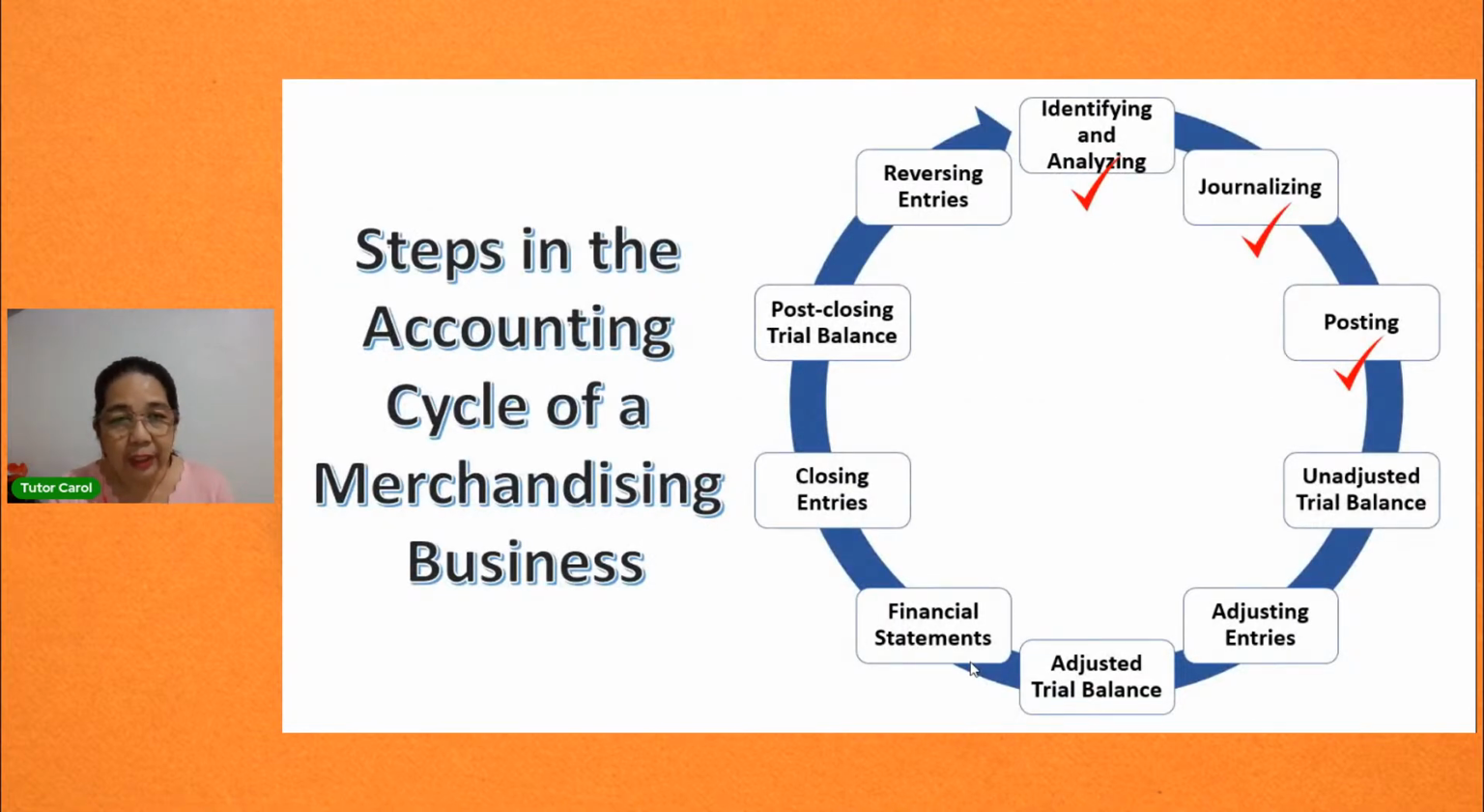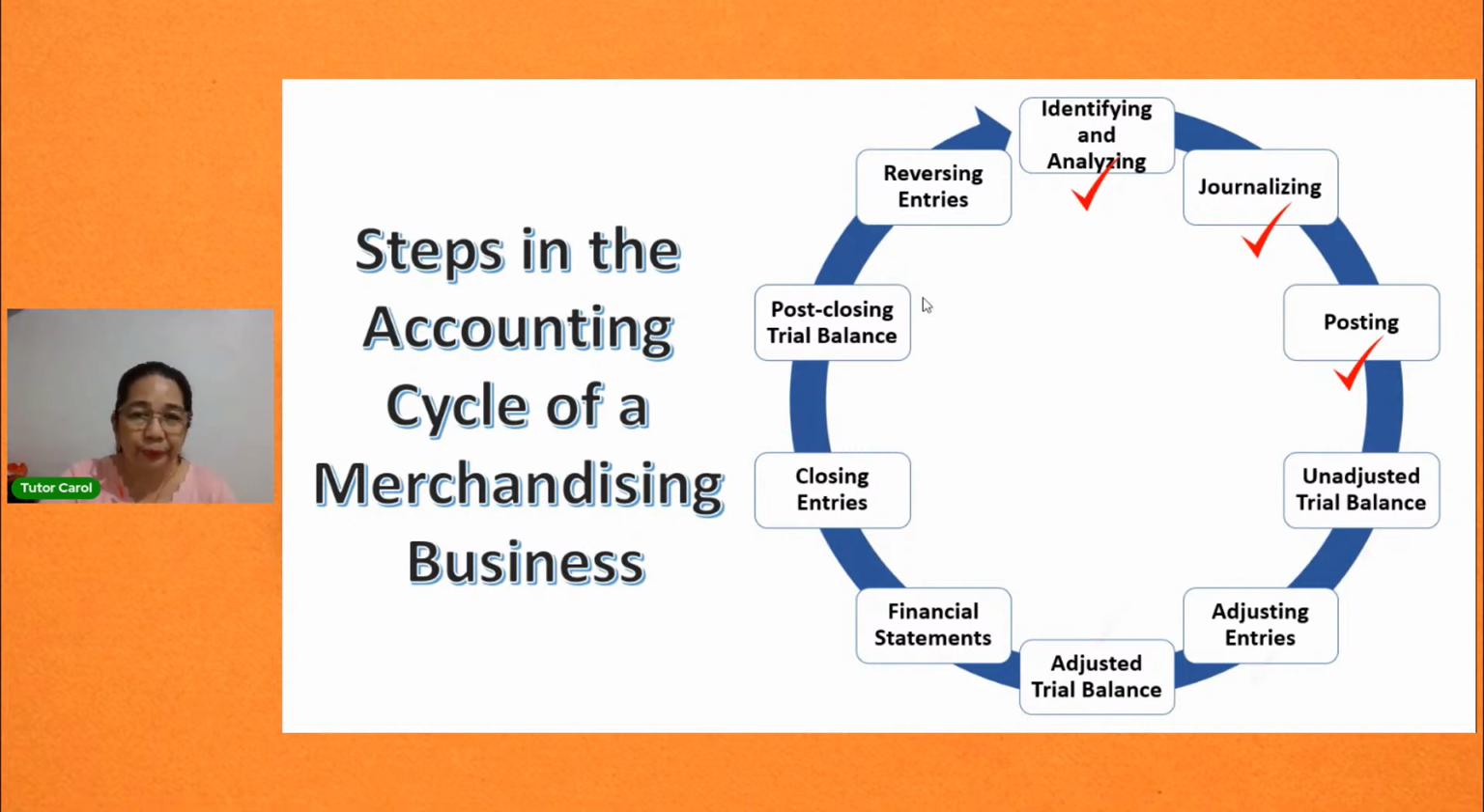Okay, next please. So here are the steps in the accounting cycle of a merchandising business. So last week we discussed about identifying and analyzing of the transactions and then the recording of these transactions to the book called journal. So that's journalizing and then posting to the ledgers. Today we will be discussing unadjusted trial balance, adjusting entries, and adjusted trial balance. So, konti na lang. Okay? Matatapos na tayo. Wow. Matatapos na yung semester din.